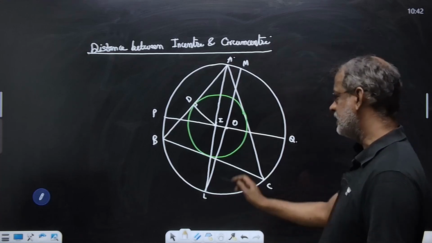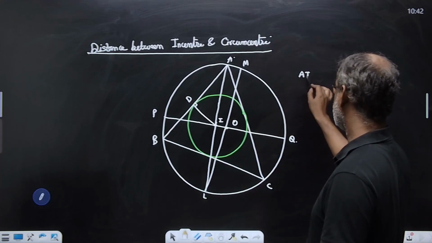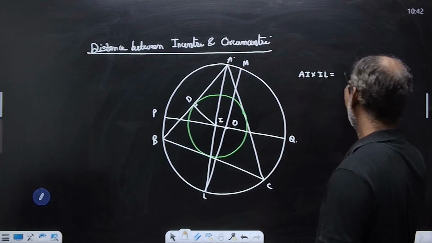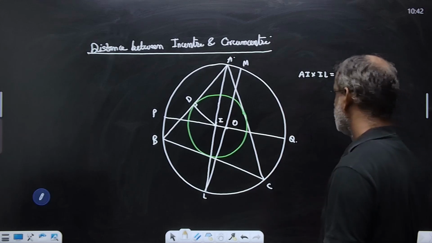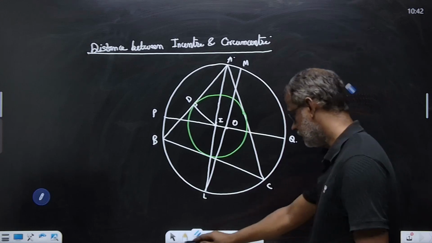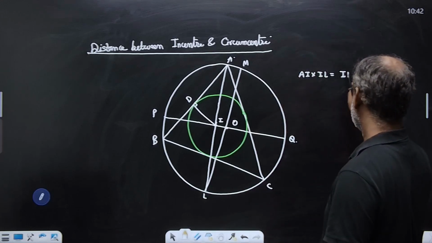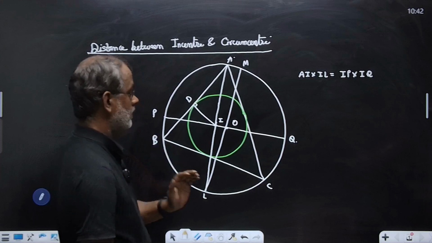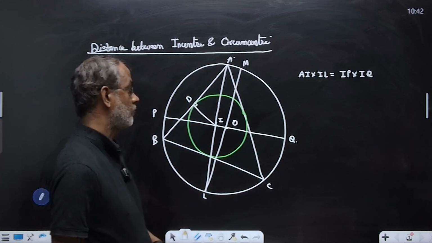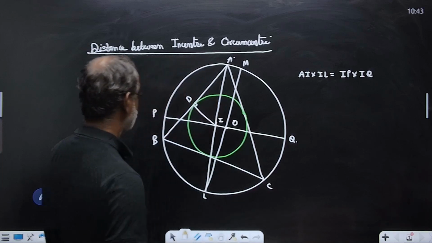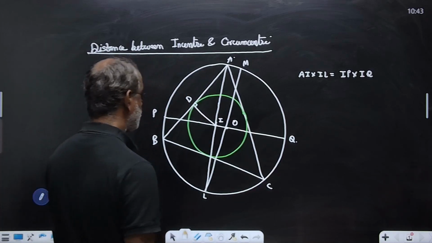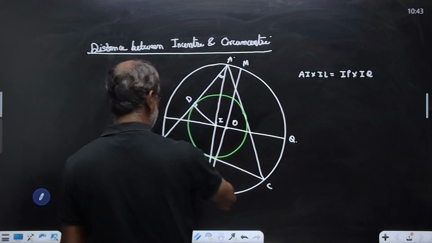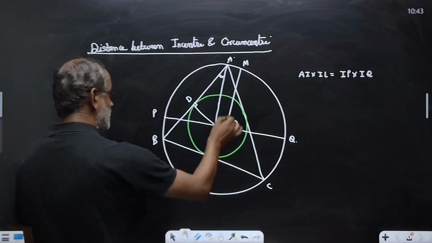One thing that you can very easily see is that AI into IL is equal to IP into IQ, because these four points are concyclic. Now the purpose is to determine AI into IL. Now this angle is 90 degrees and suppose this angle is alpha. This angle is 90. Which other angle do you know is 90 degrees? See, this is the diameter of the circle.